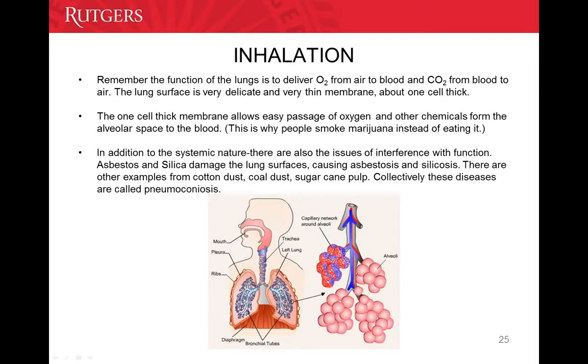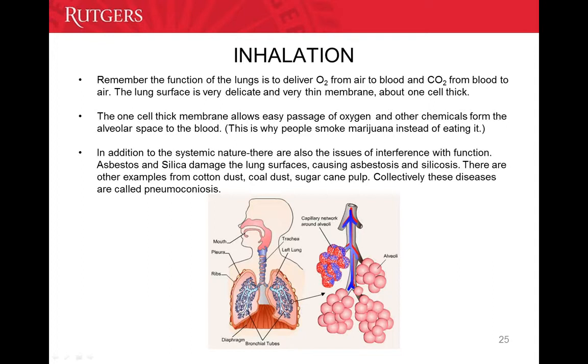Now, why is this important when it comes to exposure? Well, remember that the function of the lungs is to deliver oxygen from the air to the blood and to take out the CO2 from the blood and back into the air. And so the lung surface is extremely delicate. It's about 1 cell thick, very small membrane. It's why you can have oxygen pass very easily into the alveolar space and make its way to the blood. As a practical thing, it's also why you smoke pot instead of eat pot, because you can get that high very quickly. Same thing with cigarette smoke.